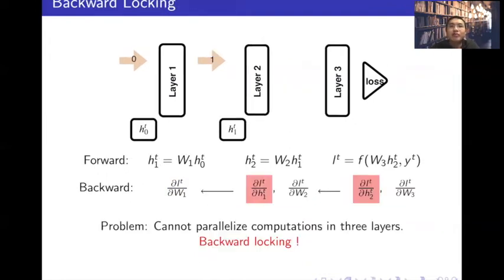However, there is a problem in the BP algorithm, which is called backward locking. The backward locking means that when layer 3 is doing the computation, layer 1 and layer 2 will be idle because the computation in layer 1 and layer 2 is dependent on the outputs of layer 3. Because of this problem, if we split layer 1, layer 2 and layer 3 to different devices, we cannot parallelize the computation in different layers because of the backward locking problem.